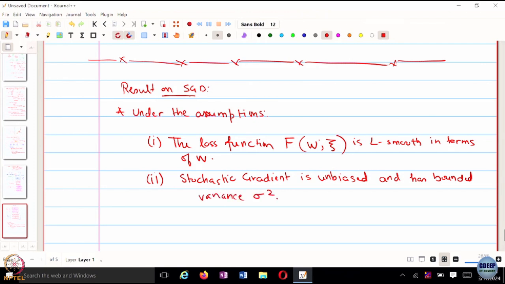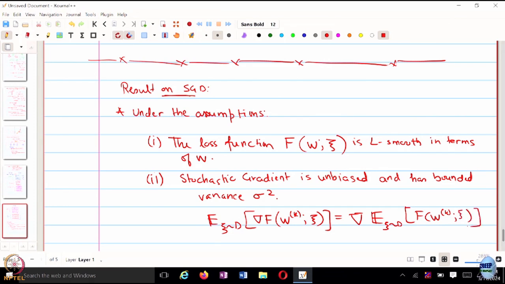Sigma squared. So what do we mean by unbiased estimate? An unbiased estimator is like, let's say I want to compute the expectation of the gradient, with respect to how the data points are sampled. I mean, this is still talking about the centralized case. So this is the same as the gradient of the expectation, so then we say it's an unbiased estimator.